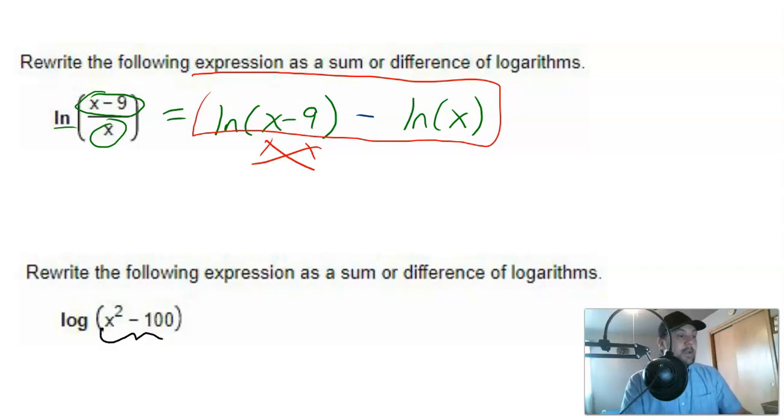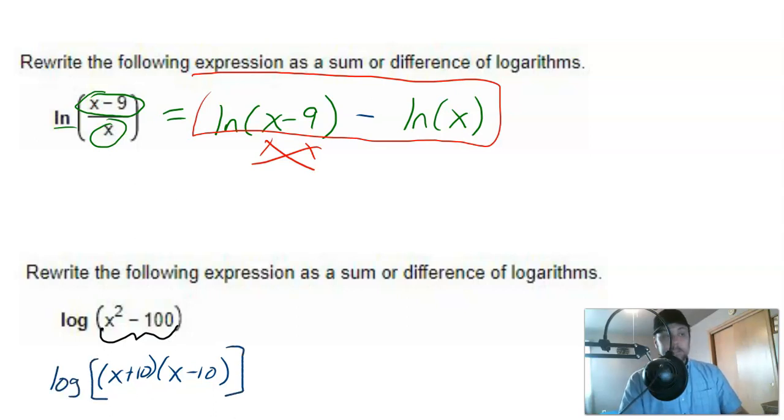But x squared minus 100, we can rewrite that by factoring it. And when we factor it, we have two things being multiplied together. Then we can split the logarithm up. Right, so x squared minus 100 can be written as x plus 10 times x minus 10. So I can factor it. And factoring means you're rewriting it so things are being multiplied together. And now I want to take the log of this expression. And now we can split this up because now we're multiplying two things together.